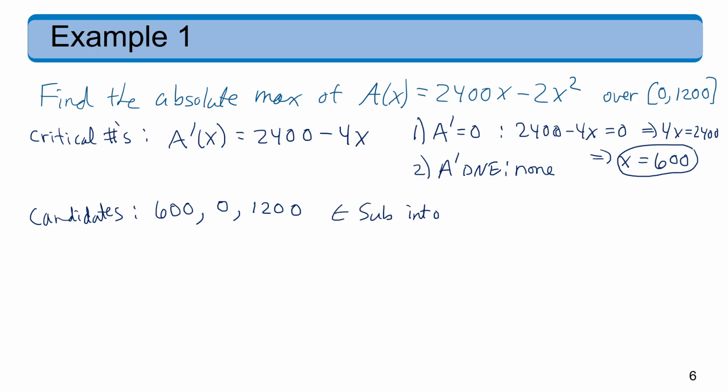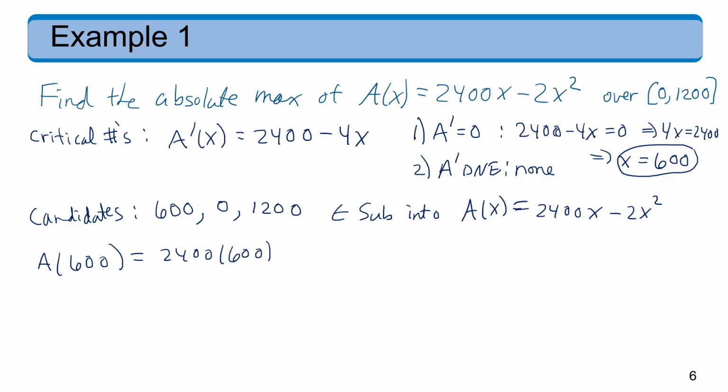So we need the formula for A, which was on the previous slide. That formula was 2400x. Oh no, it's up at the top. We see it there. I'll just copy it again: 2400x minus 2x squared. Let's start with A of 600. You get 2400 times 600 minus 2 times 600 squared, and when you simplify that, you get 720,000.